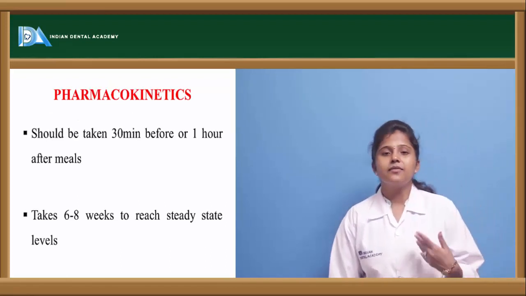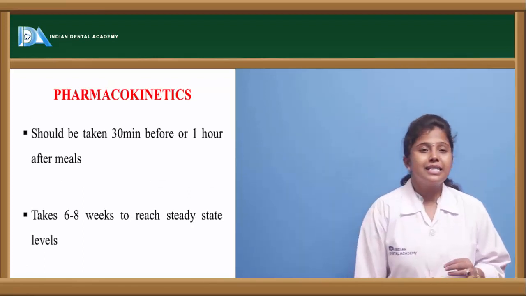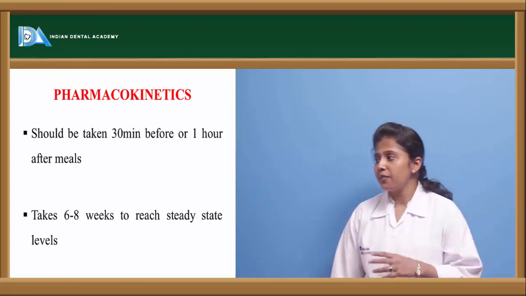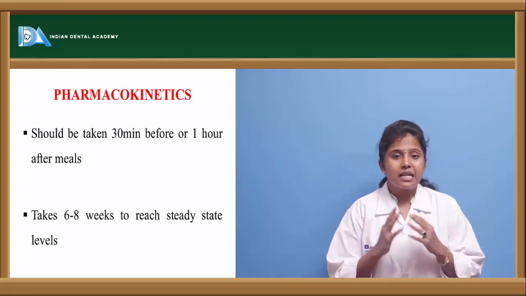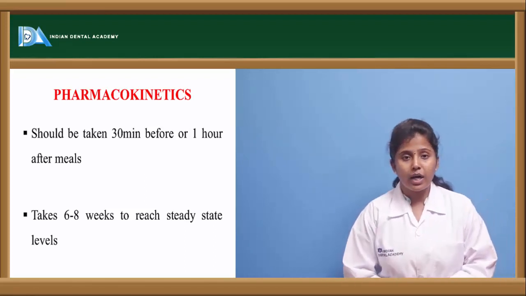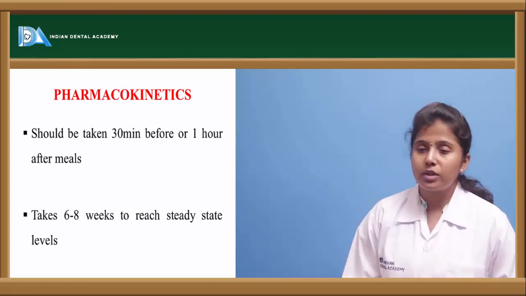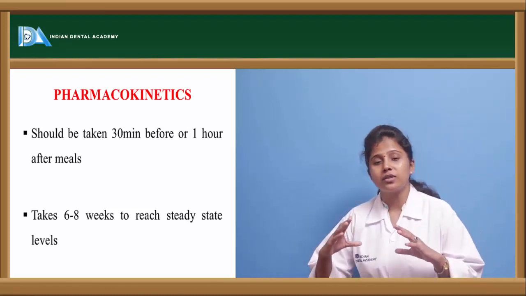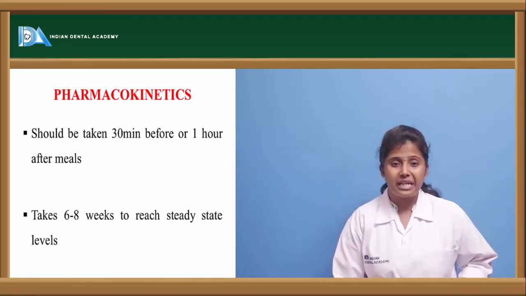Let us see the pharmacokinetics of levothyroxine. It is taken 30 minutes before a meal. Before having meals, levothyroxine is recommended 30 minutes to 1 hour before, in order to show better effects, and it is taken for about 6 to 8 weeks. The therapy should be continued for about 6 to 8 weeks in order to show better results.